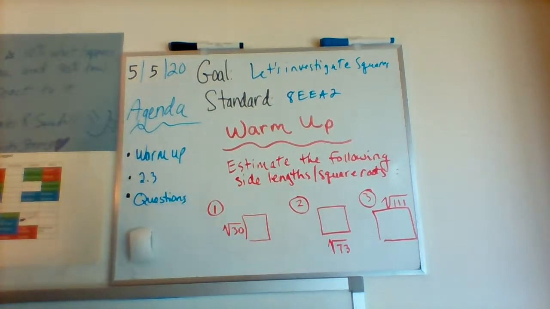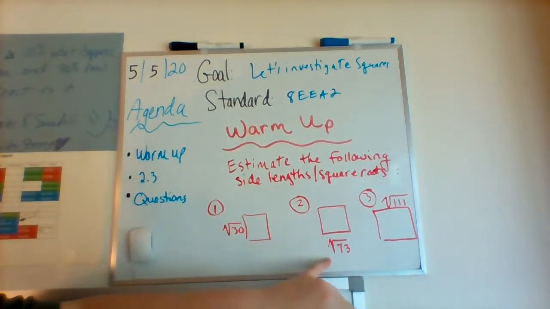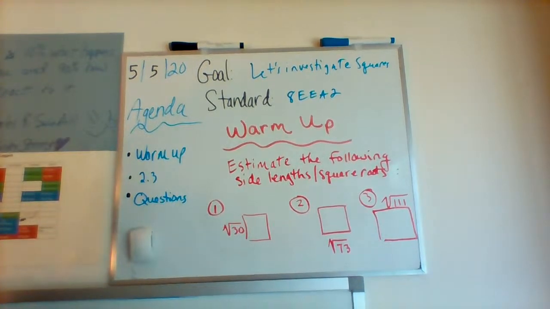We're going to estimate the following side lengths. So each square here in all three problems has a side length, which is also called its square root. And I need you guys to estimate it to the best of your ability, but with no calculator.